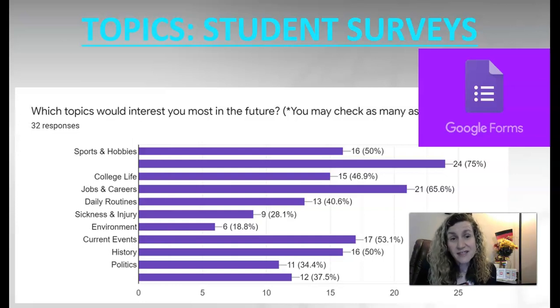53% want current events. So again, that's where these sources like TV shows and magazines from the target culture are really going to come in and help us zero in on what the current events are in the target culture, but also in our own local community, state, or even nationally.